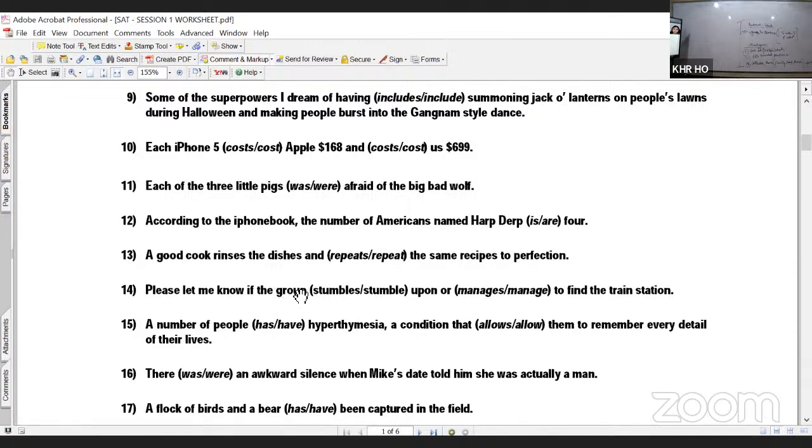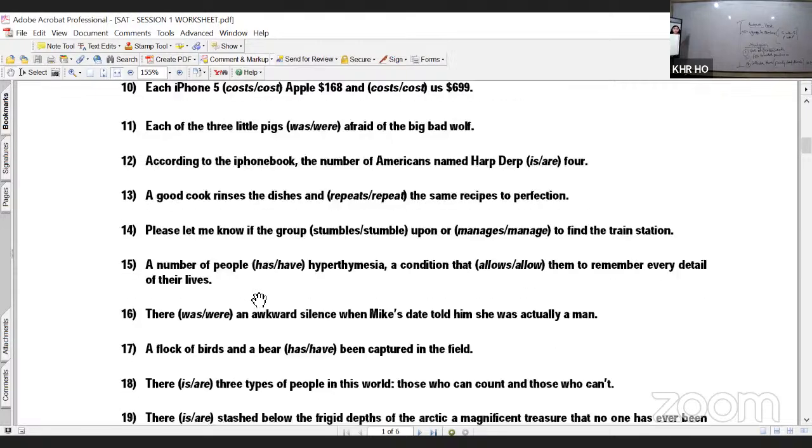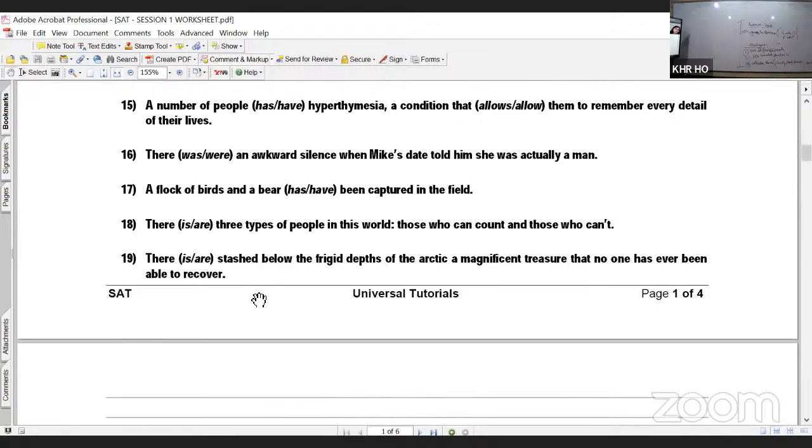Please let me know if the group stumbles upon or manages to find the train station. What did you write? I wrote stumble or manage. I'm trying to understand why. It should be stumbles and manages and the rest of it. Okay. Yeah. Next question. Others are sorted.